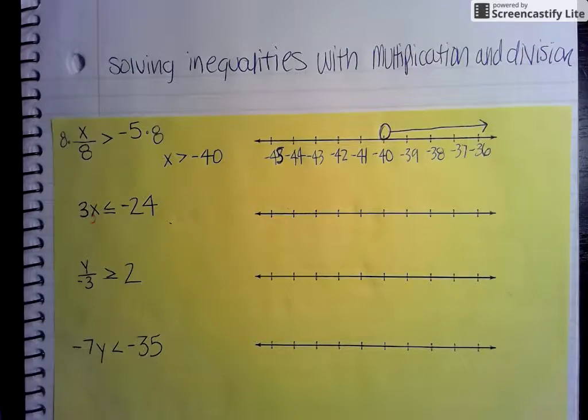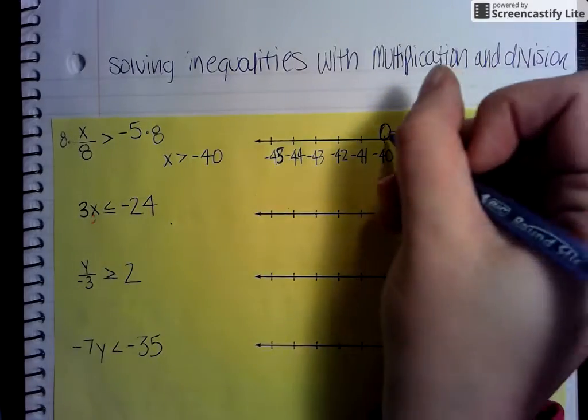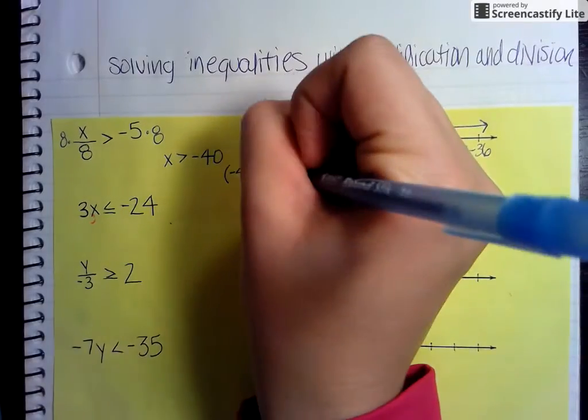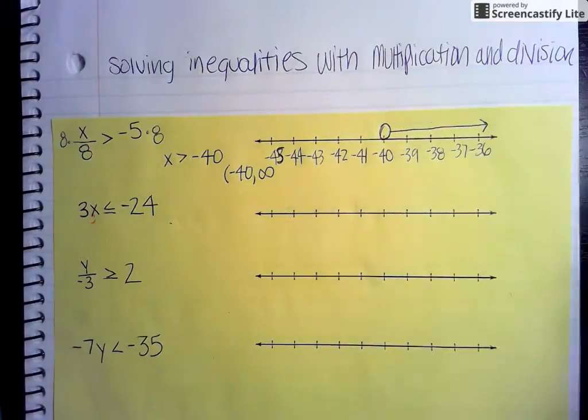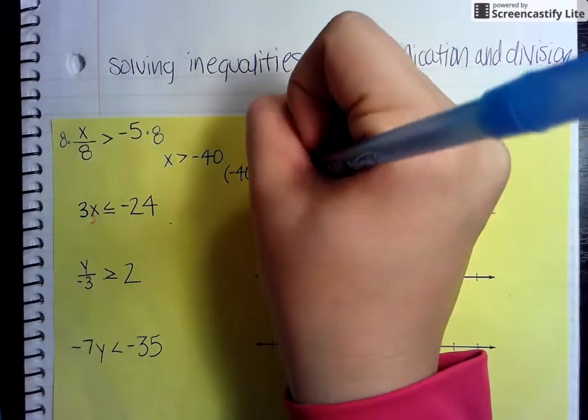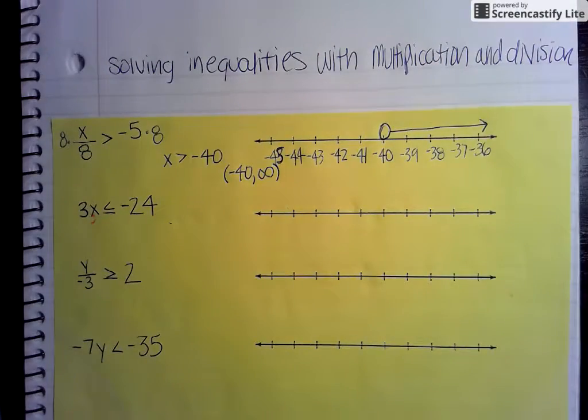And we have to write in interval notation still. So we read left to right. So it would be parentheses, negative 40, comma, positive infinity, because we're getting all the positive numbers to its right, and then a parenthesis, because a parenthesis is always next to the infinity symbol.